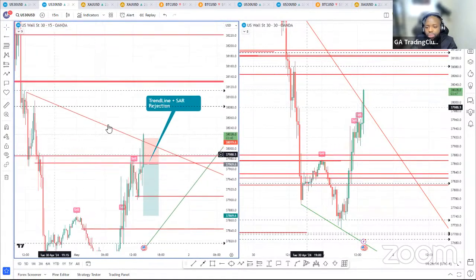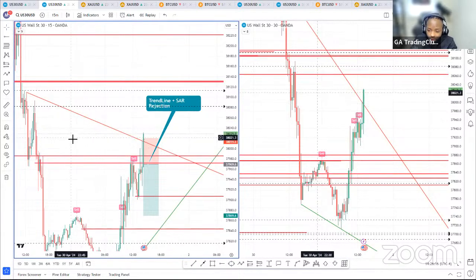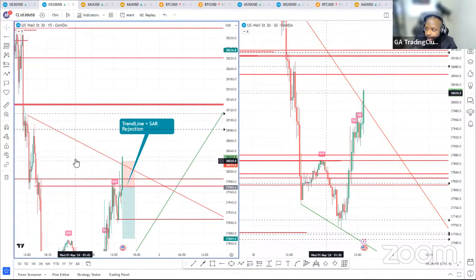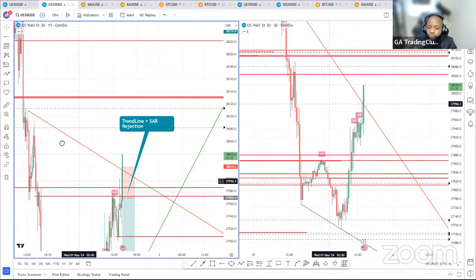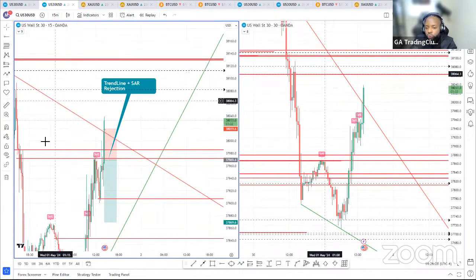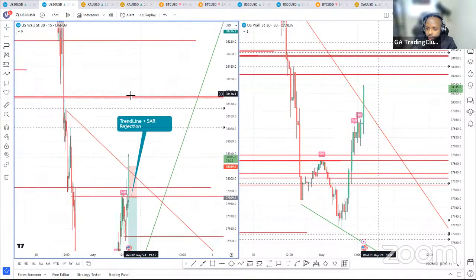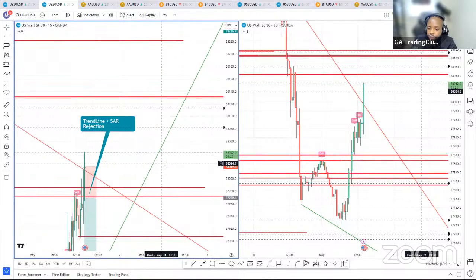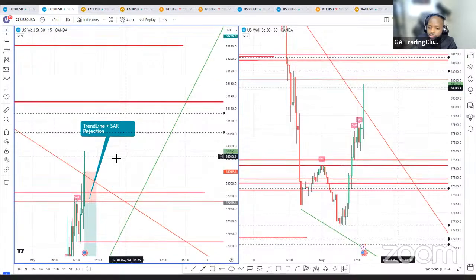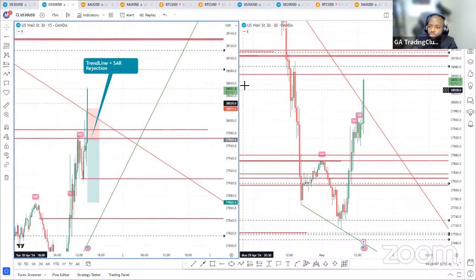Now, with the trend line and SAR rejection entry, what other area would we get an entry for? It would be somewhere at 38,131, because if we get that uptrend on US 30, we'll probably get a rejection around this area. So this is the next area. Even looking at the 30-minute time frame, this is the next area we'll probably get that trend line and SAR rejection. And what time is it? 2:26. So 4 more minutes before 2:30.